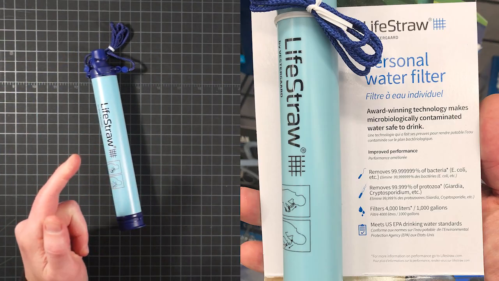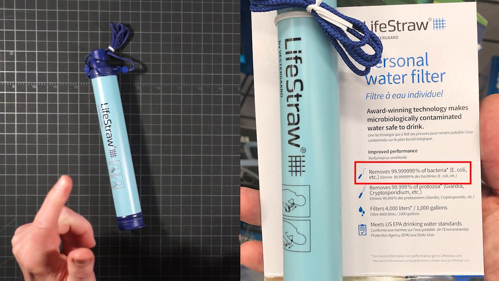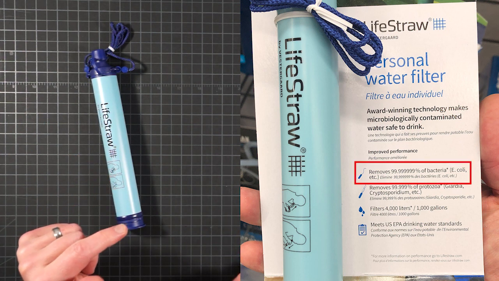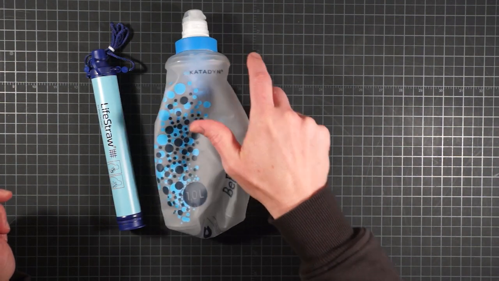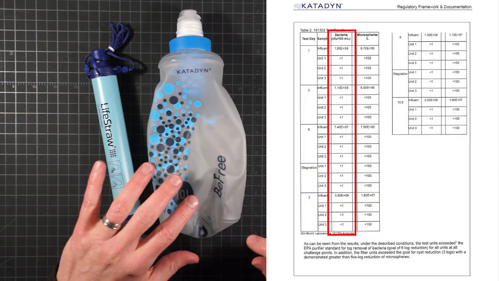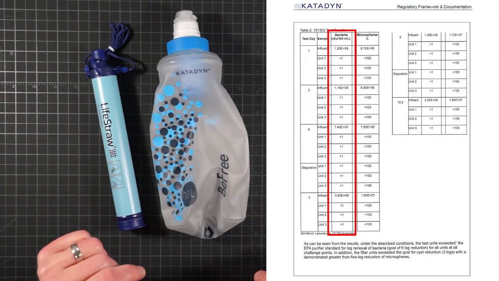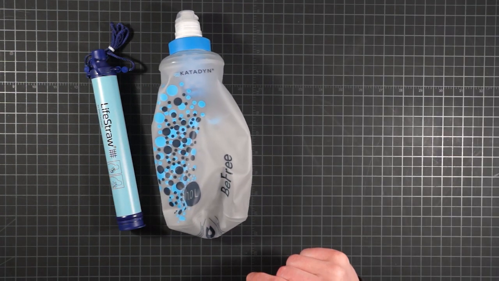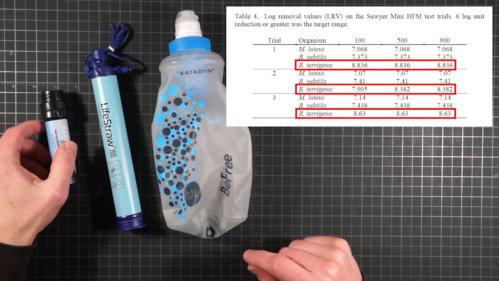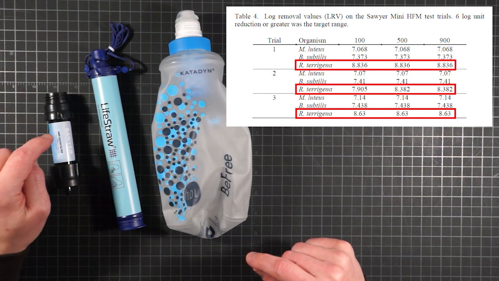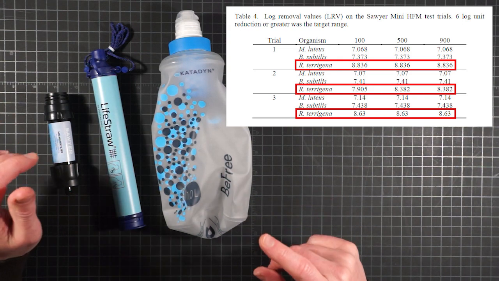LifeStraw claims 8 log removal of bacteria on their site and their packaging, as well as 5 log for cysts. And those lab results for the Katadyn BeFree also show 8 log bacterial removal and 5 log for cysts. The Sawyer Mini's lab results showed 8 log removal of bacteria and 7 log for cysts. And that's the combined highest set of filtration rates that I've been able to find.